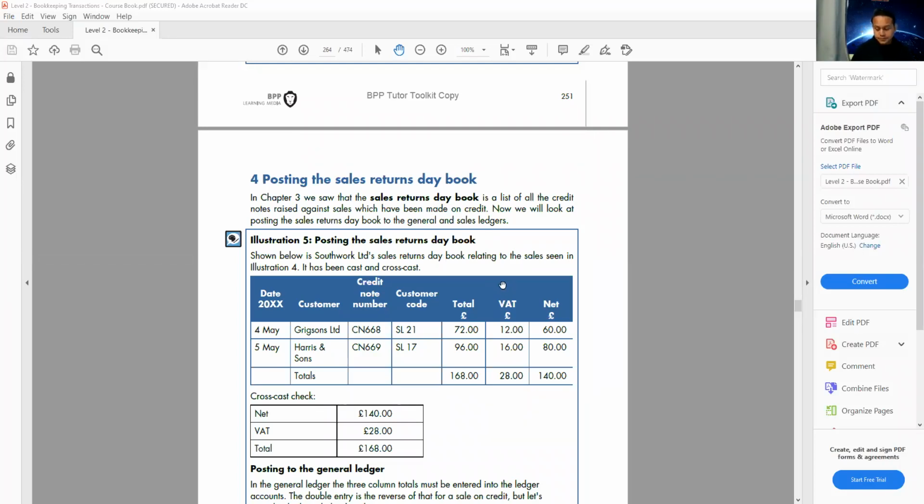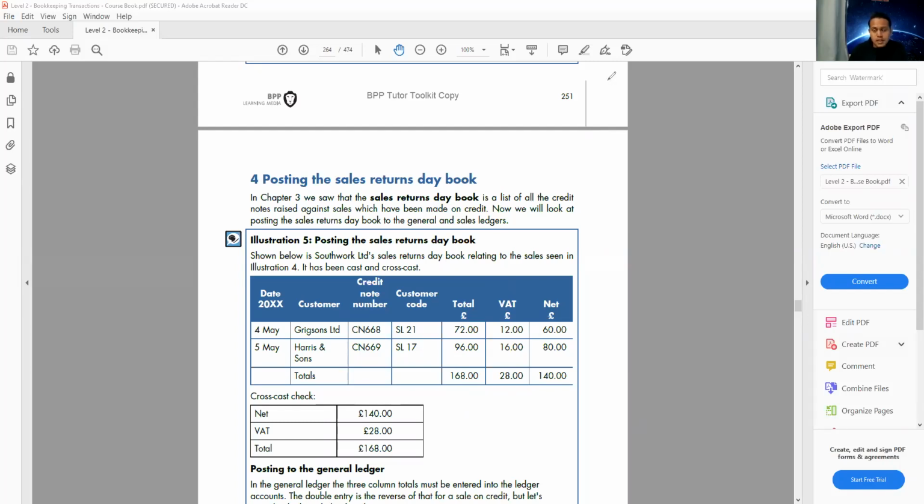Welcome back. Let's start with our posting from the sales return day book. So we're going to see here how we're going to post if the information comes from the sales return day book. So let's have a look what we have in the sales return day book.